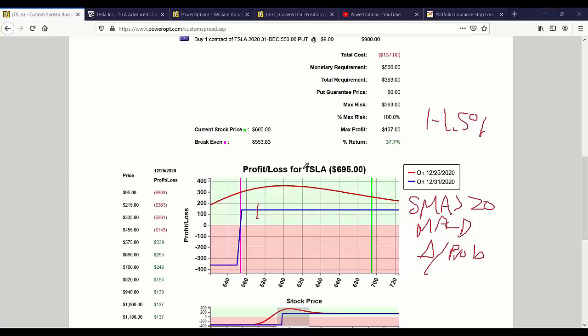We have sold the 555 put. So 1% of 555, of course, would be $5. So if the stock drops down to about 560 or so, I'm going to consider now might be the time to manage the position.